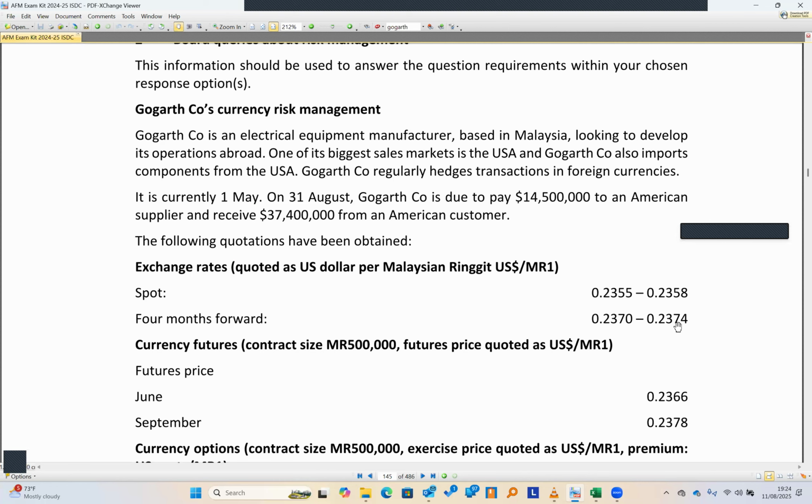As I told you, we are using the base currency as the Malaysian ringgit. Now, we are going to receive dollars. That means that we are going to have to sell those dollars. In other words, we are going to buy Malaysian ringgit. So when you are buying the base currency, the bank is selling to you the base currency. Remember, we said that the first one is the bank buys, second one the bank sells. So the bank is going to sell to you at 0.2374.